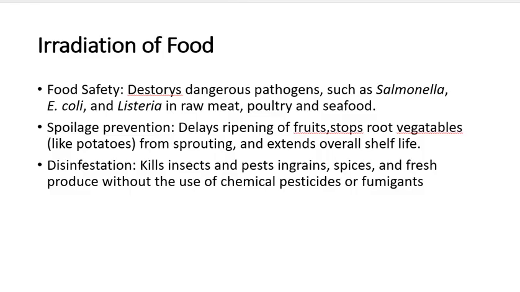Okay. Again, this irradiation of food destroys dangerous pathogens such as salmonella, E. coli, and listeria in raw meat, poultry and seafood. It delays the ripening of fruit, stops root vegetables from sprouting, and extends overall life. It actually kills insects and pests that may be in spices. Frequently, your spices are irradiated because it will kill these little critters so that you don't have to use a pesticide or a fumigant or something like that. So irradiation can be very positive.